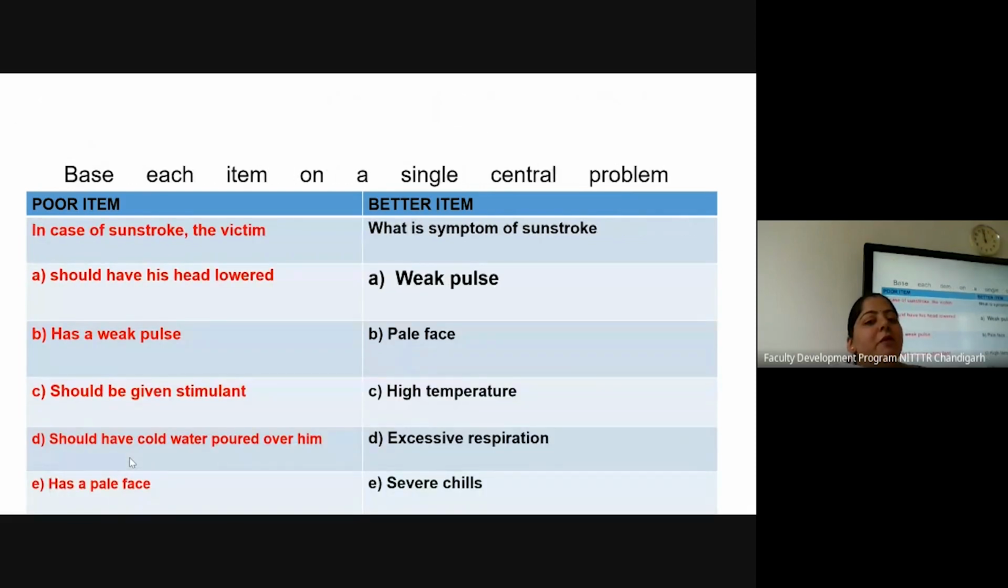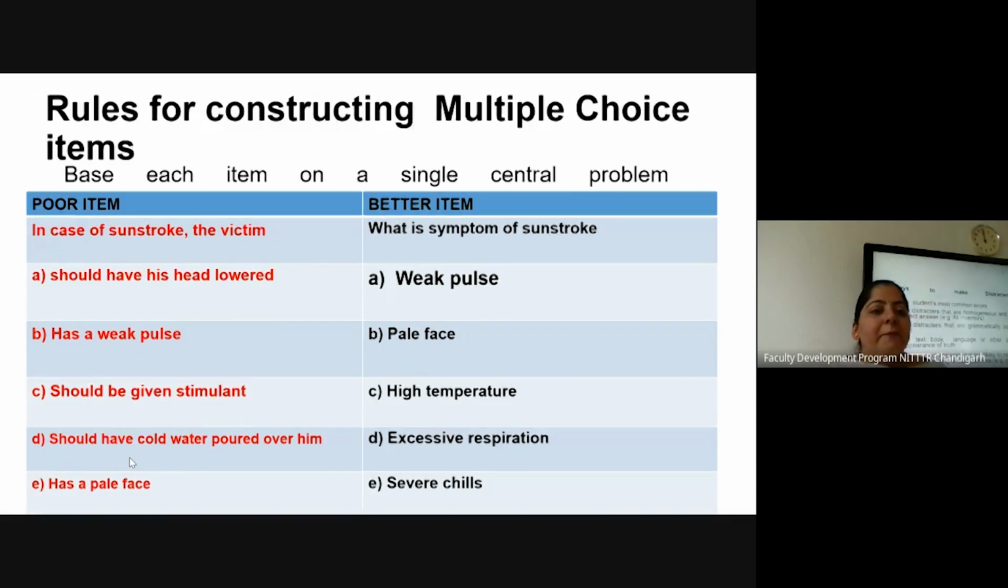What is the symptom of sunstroke? In case of sunstroke, the victim should have his head lowered, has a weak pulse, should be given stimulant, should have cold water poured over him, has a pale face. So in every sunstroke case, the symptom may be different. So the teacher is asking for the major symptom of sunstroke. That needs to be highlighted in the statement.